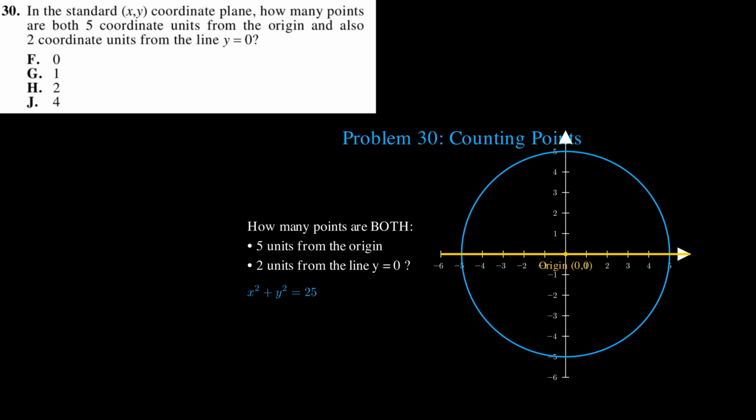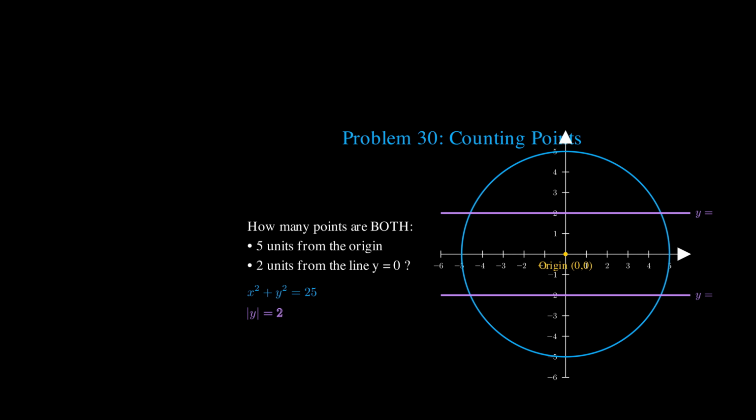So what does it mean to be 2 units from the x-axis? It means your vertical distance from the x-axis is 2. So your y value must be either positive 2, meaning 2 units above, or negative 2, meaning 2 units below. So this condition gives us 2 horizontal lines, y equals 2 and y equals negative 2.